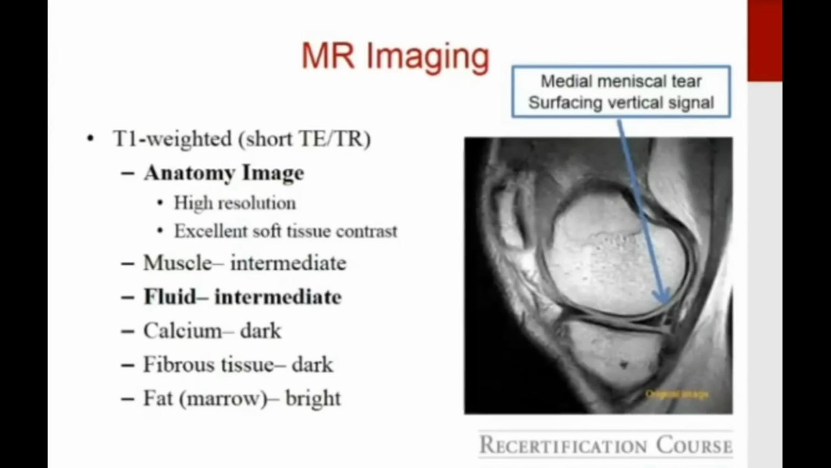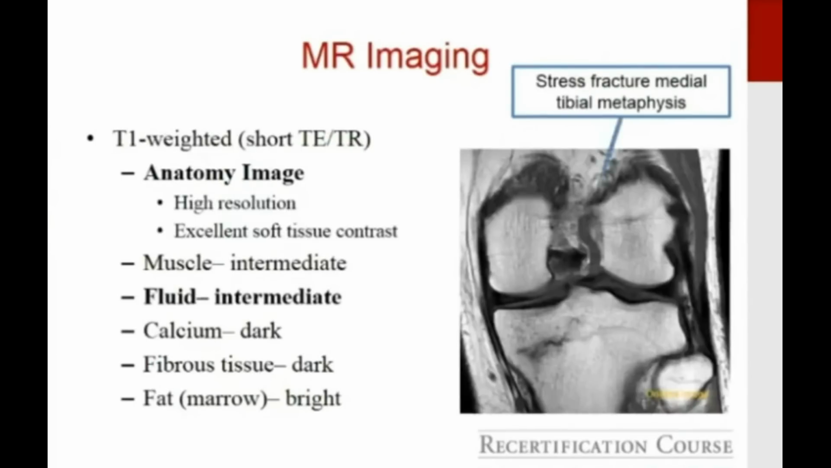When dealing with the knee, the meniscus should be dark on all pulse sequences. The T1 weighted image is actually the most sensitive for detecting meniscal tears, and we're looking for a surfacing signal within the meniscus, as we see here, a far peripheral vertical tear of the posterior horn of the medial meniscus. It's excellent for detecting non-displaced fractures about the knee as well.